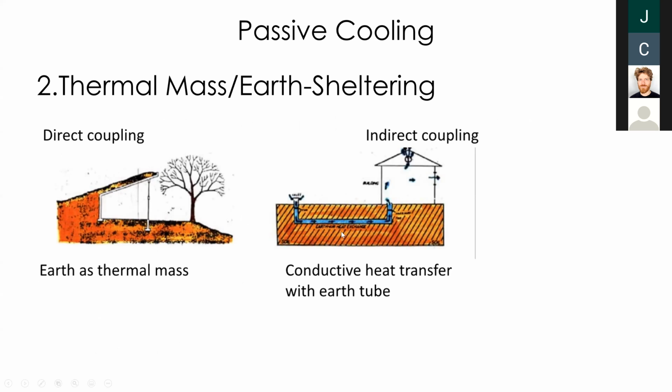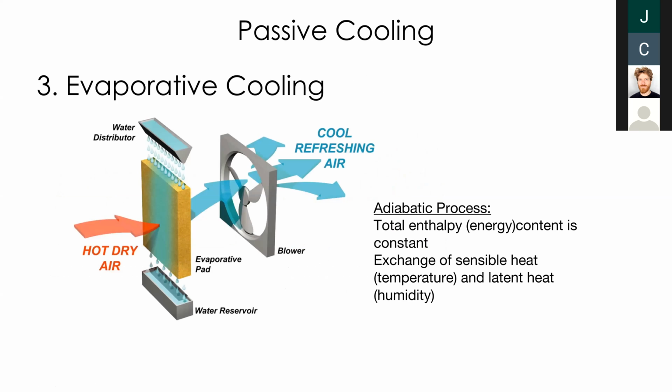You could also use an earth tube and convective heat transfer to run maybe the water for a radiative floor and ceiling system in the building, running that water through the earth to cool it down. So that's more of an indirect system. There are a few different options to incorporate thermal mass or earth sheltering as passive cooling.